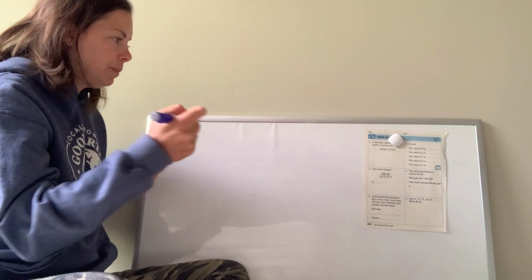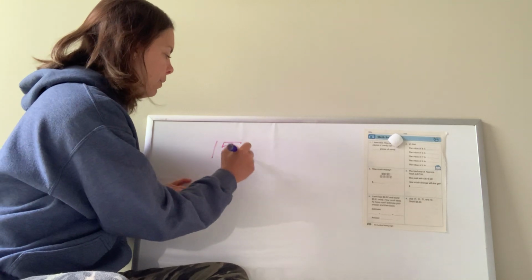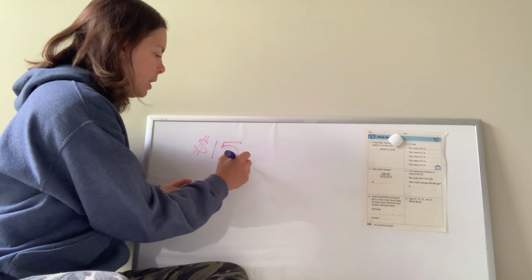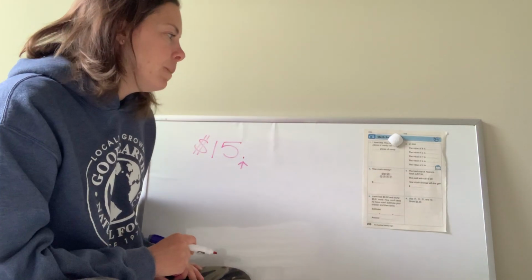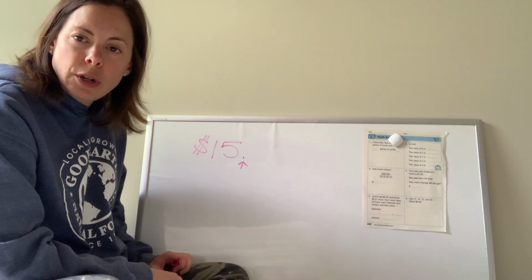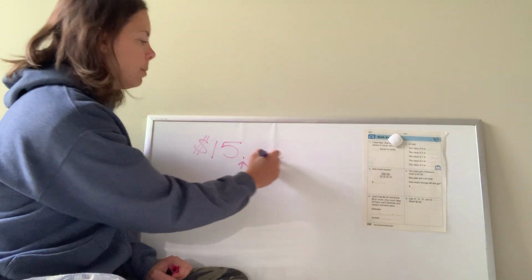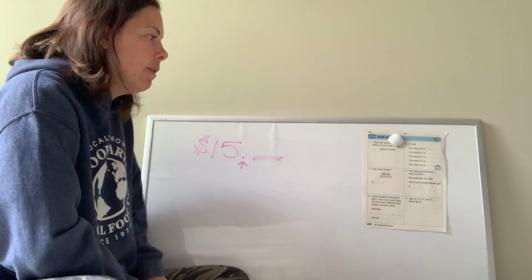Number 3, how much money is that? I see dollars. So you want to add those first, $10 plus $5. That's going to get you $15 with a dollar sign and a decimal. And then the coins, a quarter, 2 nickels, and a penny. So how much money do you have?